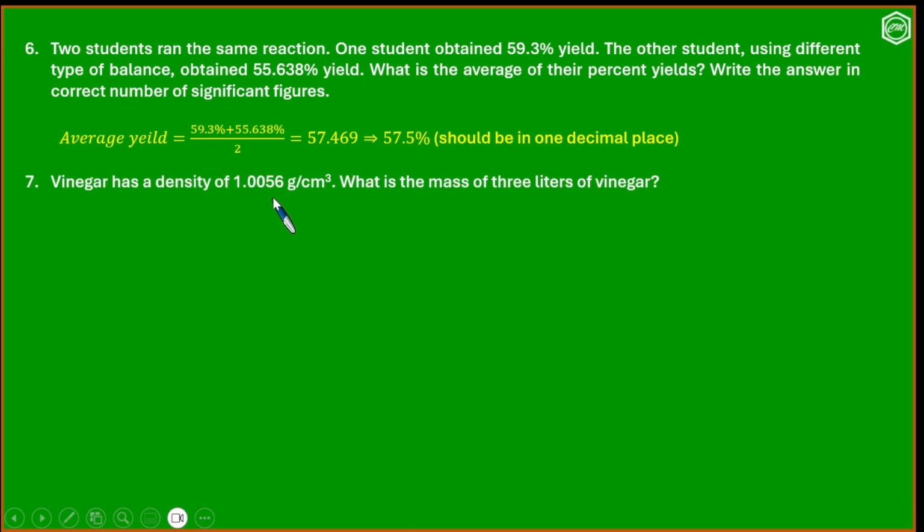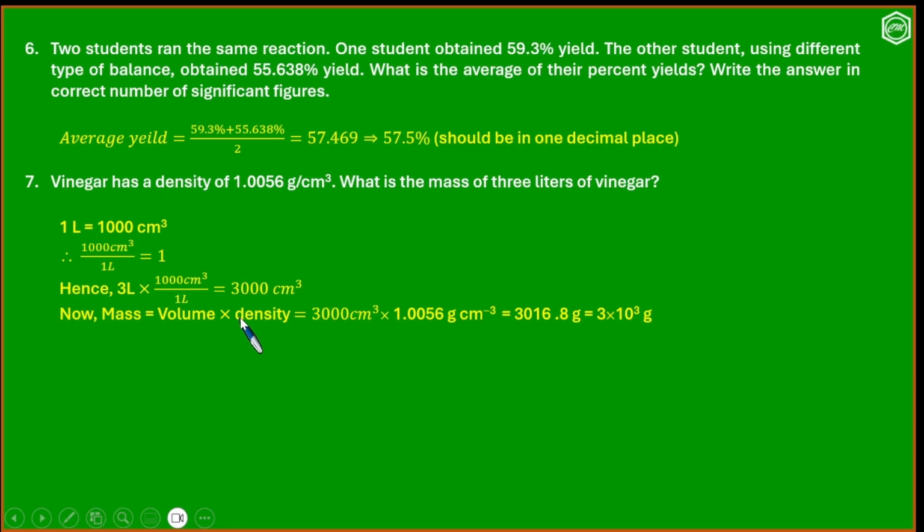Vinegar has a density of 1.0056 gram per centimeter cube. What is the mass of 3 liters of vinegar? 1 liter is equal to 1000 centimeter cube. So the conversion factor or the unit factor is 1000 centimeter cube by 1 liter is equal to 1. 3 liters into 1000 centimeter cube by 1 liter, that is 3000 centimeter cube.